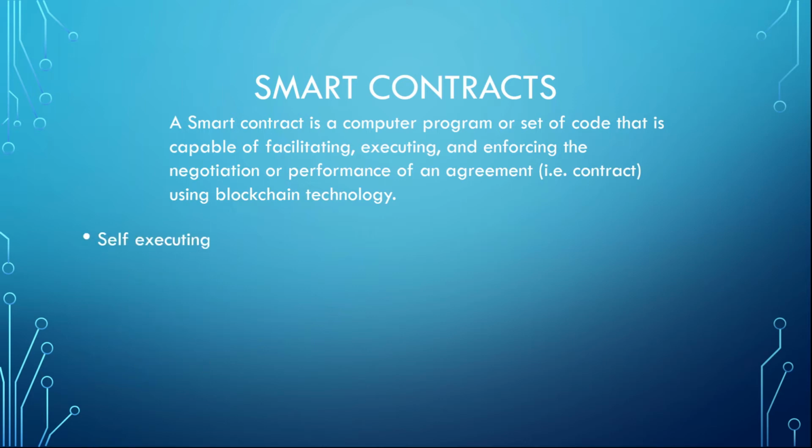They're also self-executing, immutable as I just mentioned, and because of that they're trustworthy. You don't need to trust a third party, you just need to trust that the code in the smart contract is correct.